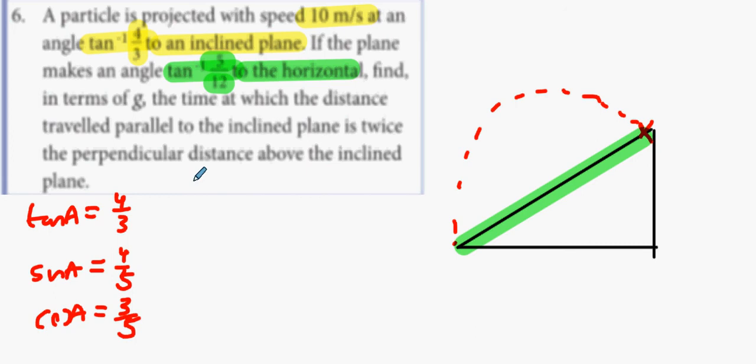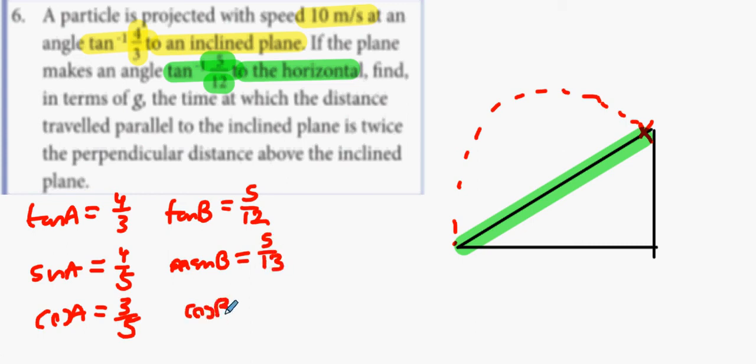Then go for the angles of the plane. So we have tan B is 5 over 12. Sin B is 5 over 13, and cos B is 12 over 13. We just did a standard Pythagoras theorem for those ones. 5, 12, and 13, and the other one being 3, 4, and 5, which you know off by heart by now.